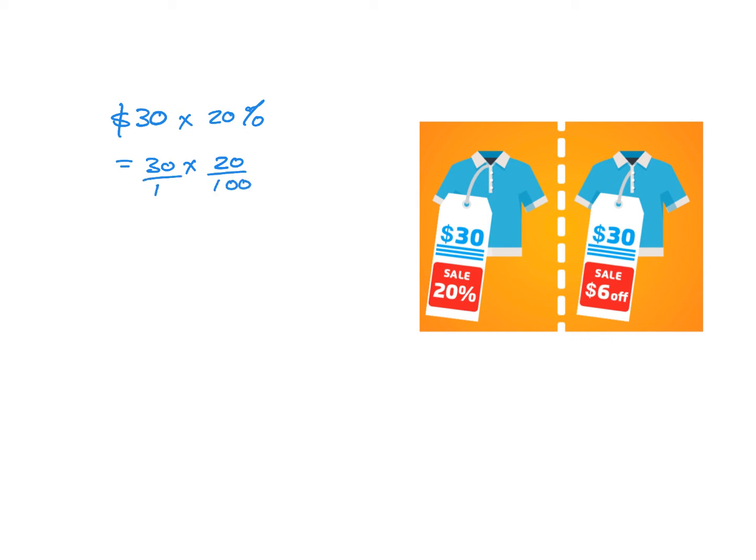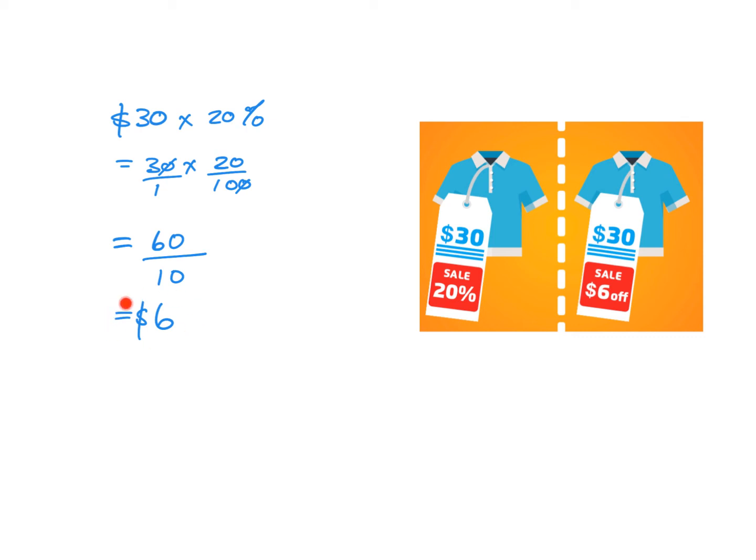And that 30 I can turn into a fraction as well. I can do some in-fraction simplification. And 3 multiplied by 20 is going to give me 60. And 1 multiplied by 10 is equal to 10. And I simplify this fraction. 10 goes into 60 6 times. So I'm actually getting a $6 discount.